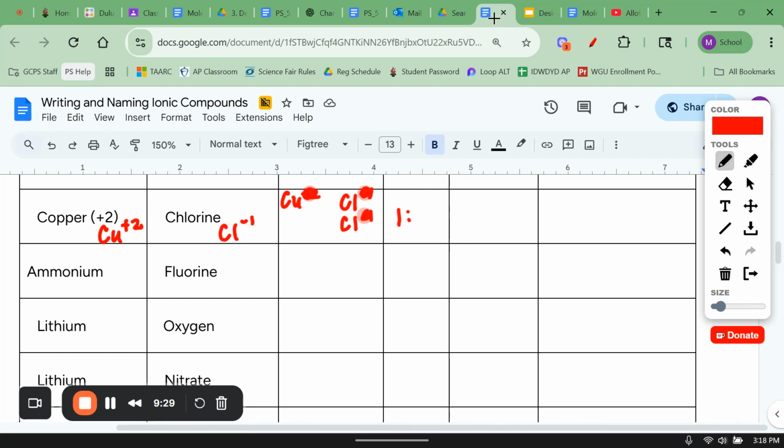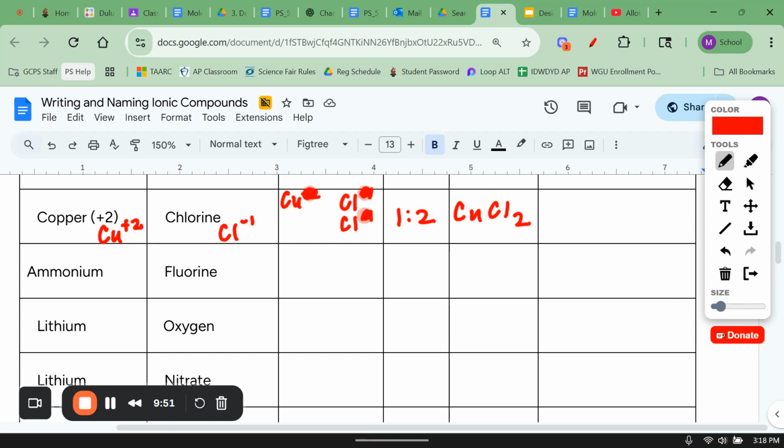We now again have a 1:2 ratio. Our Cu is 1 and our Cl is 2. Again, you do not always need parentheses. You only need parentheses when you need more than one polyatomic ion. Chlorine is a nonmetal on the front.